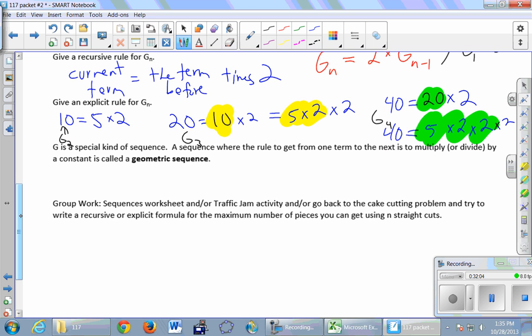So let's see if we can write this out. Gn equals. What do we always multiply by in the front? 5. It was always a 5. Times, now how many 2's do we want? Something with n in it. It's n minus 1. When we were looking at G4, how many 2's were there? 3 2's. So apparently the number of 2's is always one less than that subscript.